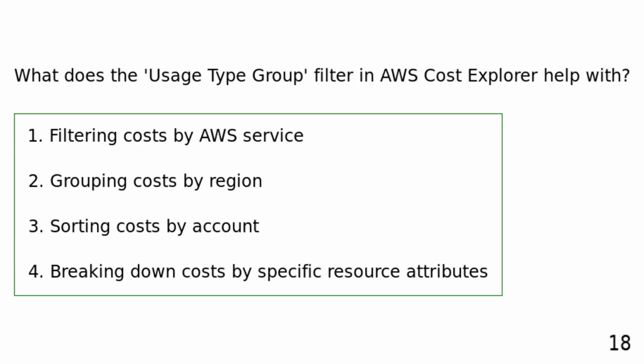Filtering costs by AWS service. Grouping costs by region. Sorting costs by account. Breaking down costs by specific resource attributes.